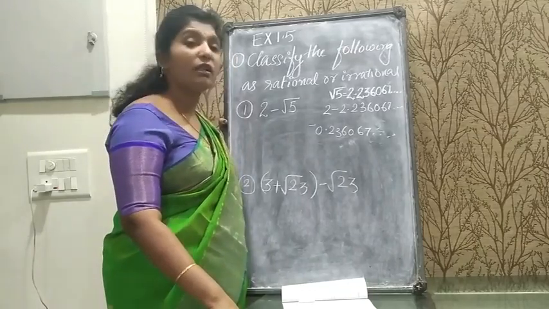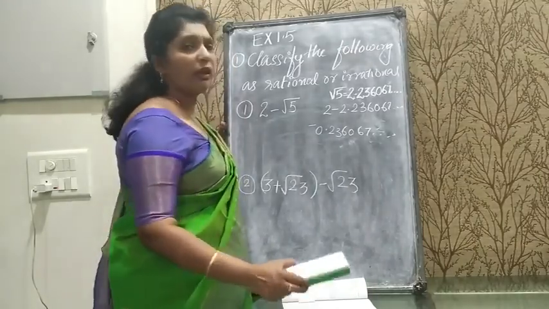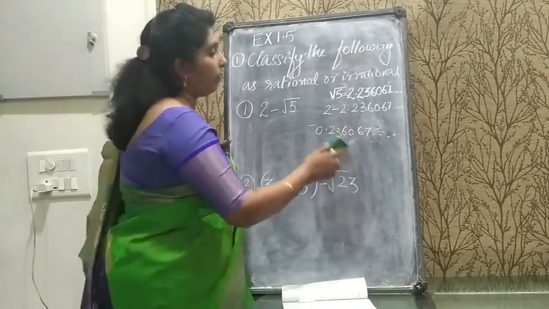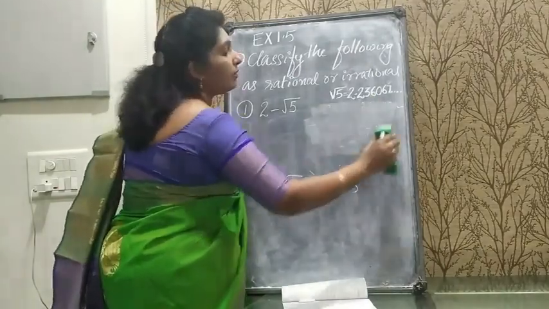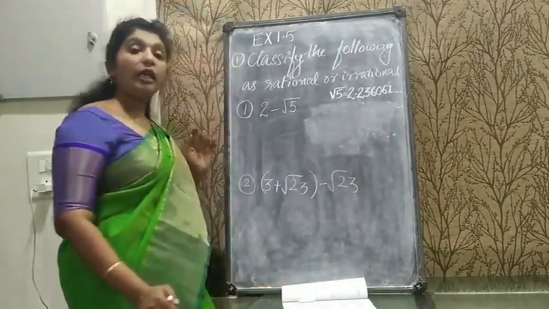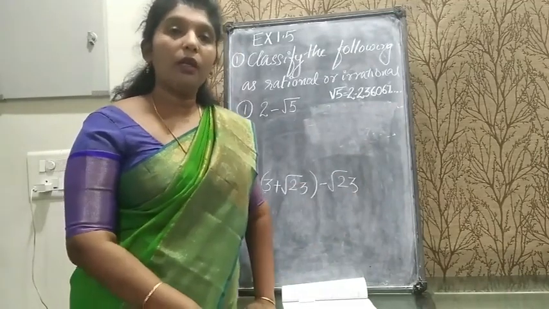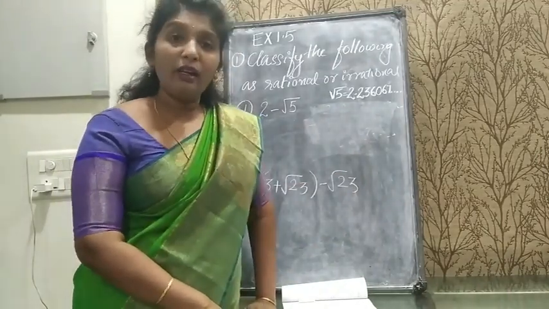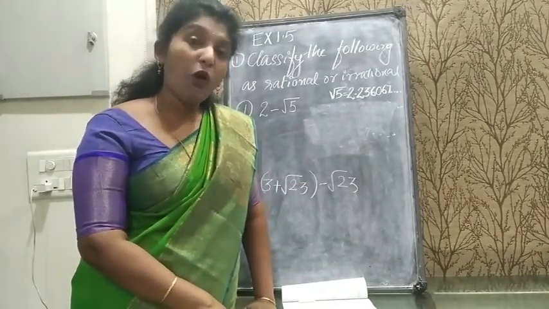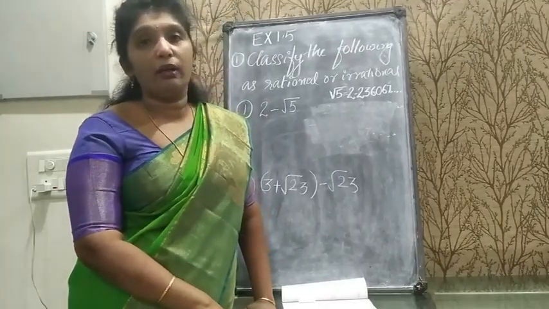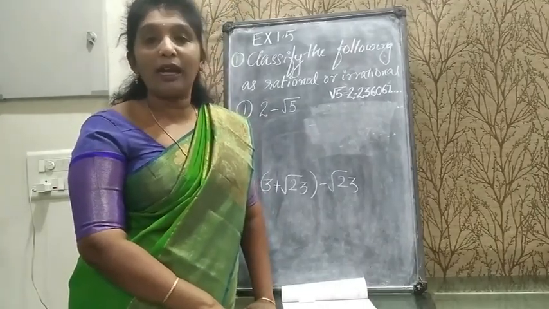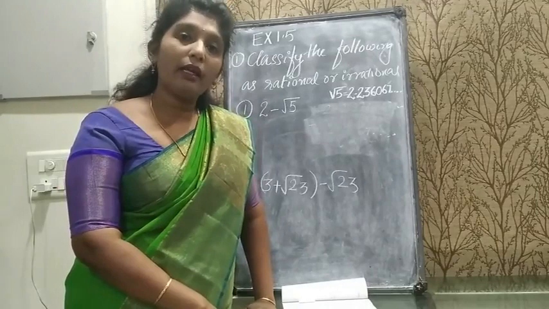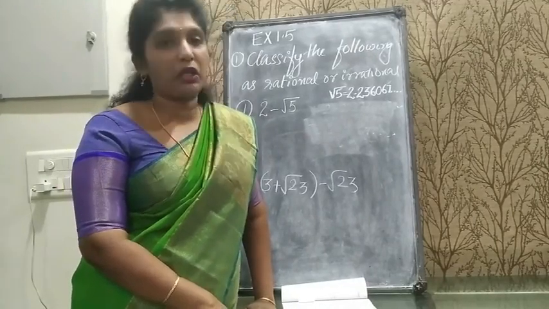But here, you are not supposed to do it this way. We have another method. How to do? Just listen. The important part is, if we are adding, subtracting, multiplying or dividing a rational number with an irrational number, then that number will become irrational.